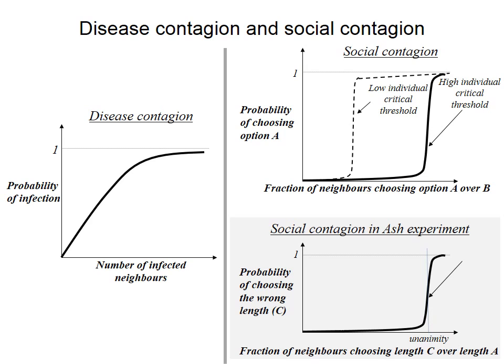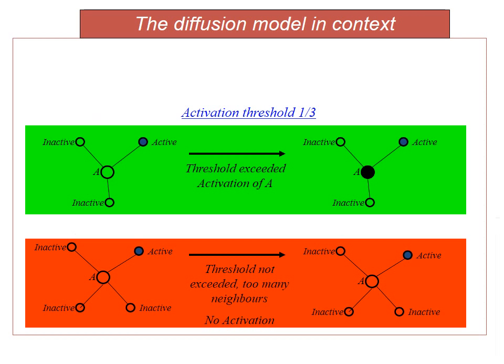Notice that this curve is very different from this curve. Here, as we said, the probability of infection simply depends on the number of infected neighbors, so the intensity of exposure. Here instead we find a very different behavior represented by a so-called phase transition curve. This is not an S curve. How does this translate, now that we go from individual behavior to network behavior?